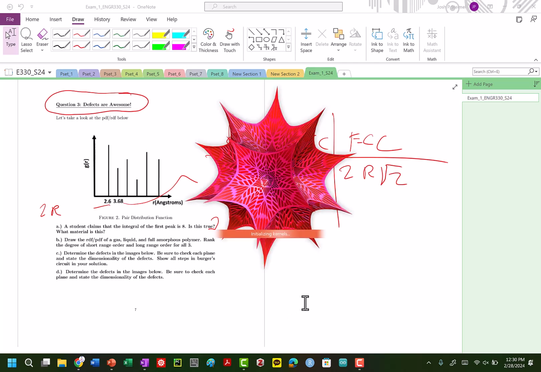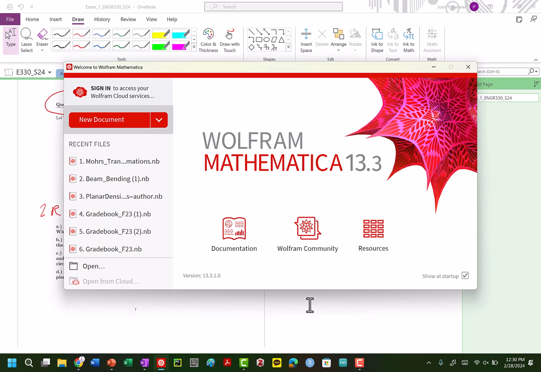I need to reinstall the updated version of Mathematica on this computer, but we are okay while we wait for that to happen. Waiting. Don't worry. There we go.